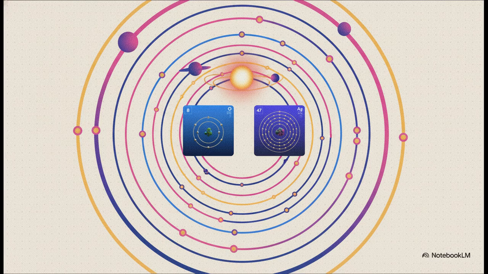Oxygen has just a few little electron planets tracing neat organized circles. Silver, on the other hand, is a lot larger. It has way more electrons organized in strict outer traffic lanes, very much like planets reliably orbiting the Sun.